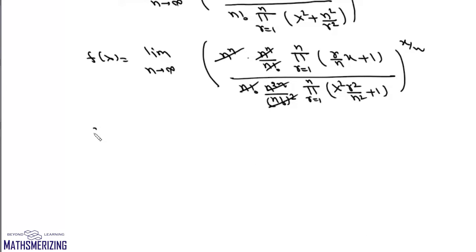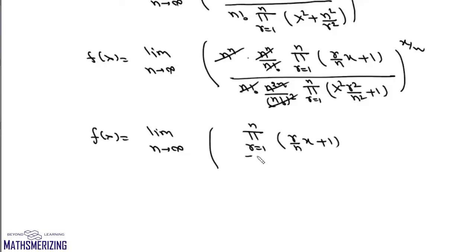So we can write this f(x) as this limit as n tends to infinity, this product, r varies from 1 to n, of (r/n into x + 1), upon this product, r varies from 1 to n, of (r²/n² into x² + 1) whole to the power x/n.